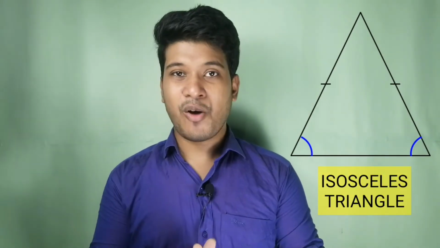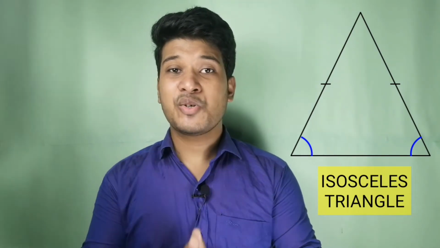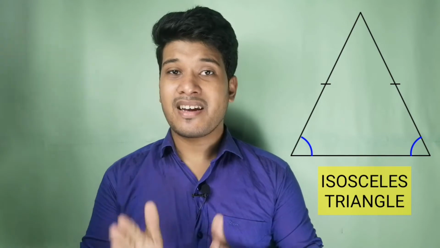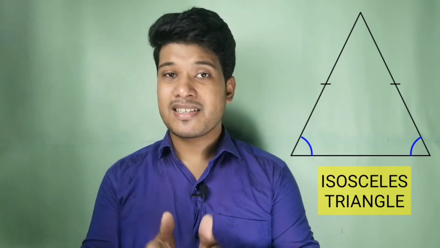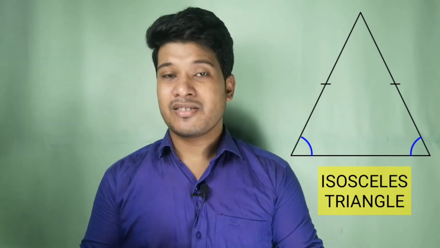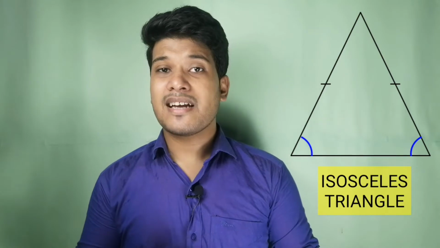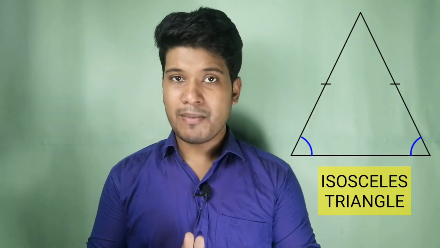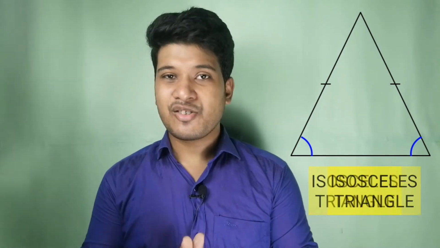Then comes the isosceles triangle. Any 2 sides of this triangle are equal in length, and only 2 angles of this triangle are equal. As you are now watching on the screen, this is an isosceles triangle, and 2 sides of the triangle are equal, but the other one is different. That's why it is an isosceles triangle.